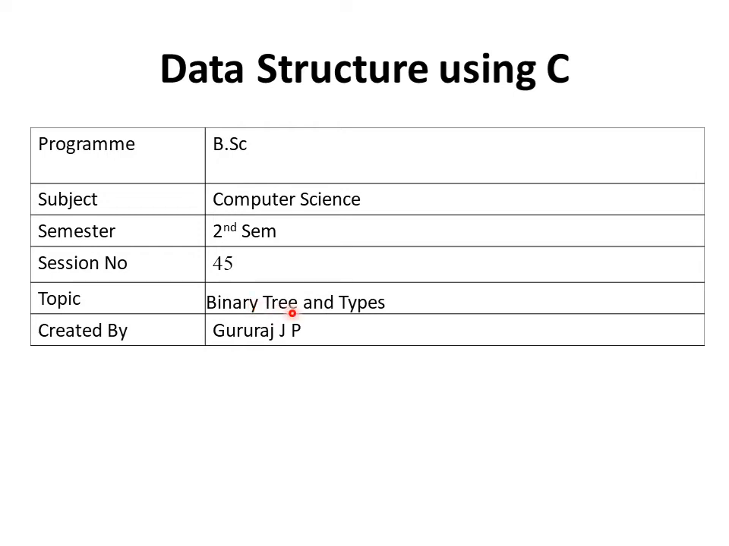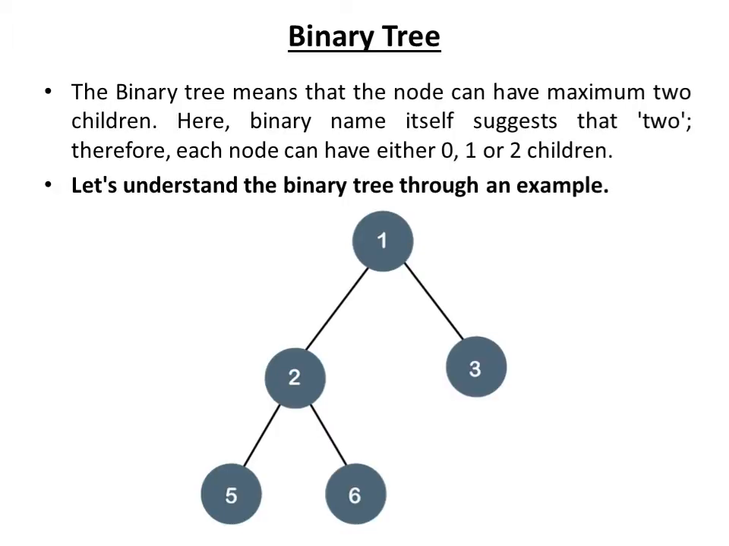Now let us begin binary trees. What is a binary tree? A binary tree means that the nodes can have a maximum of two children. Here you can see there are two children for 1, and for 2 there are two children, that is 5 and 6. The name binary itself suggests two, therefore each node can have either 0, 1 or 2 children. For 3, it doesn't have any children, therefore it has 0 children. Similarly for 5 and 6.